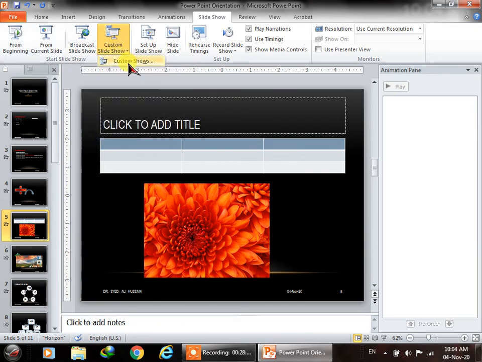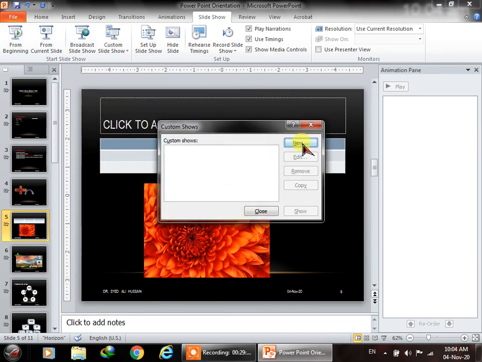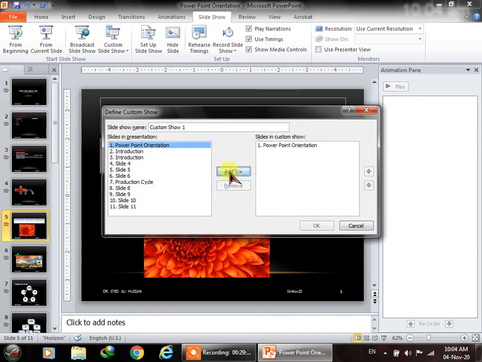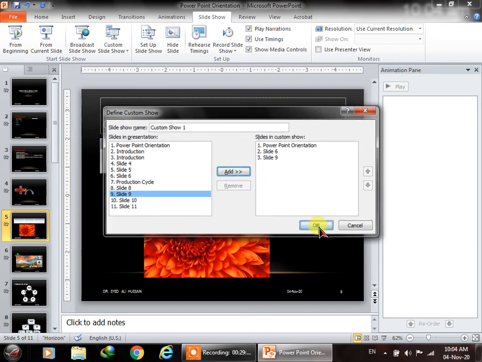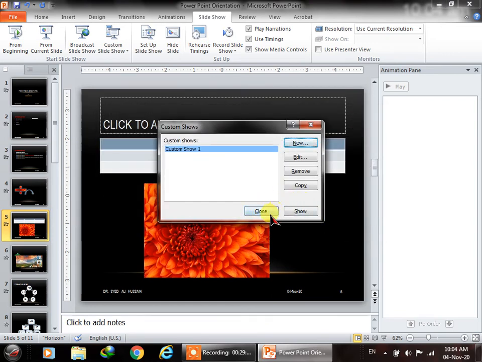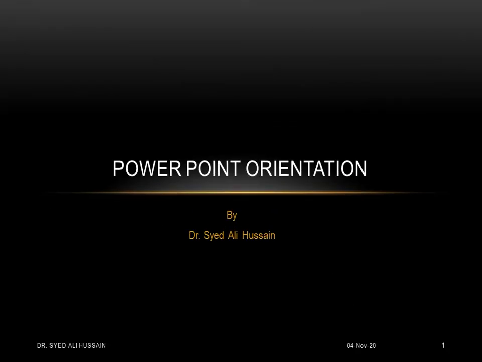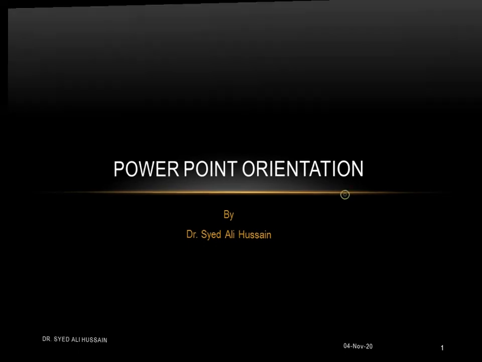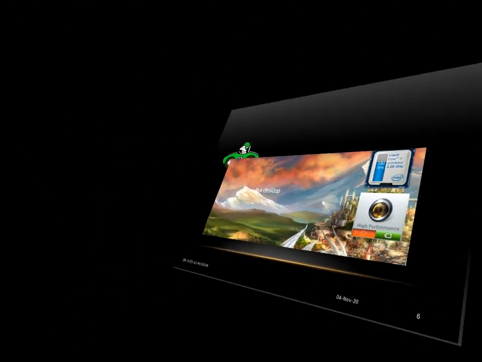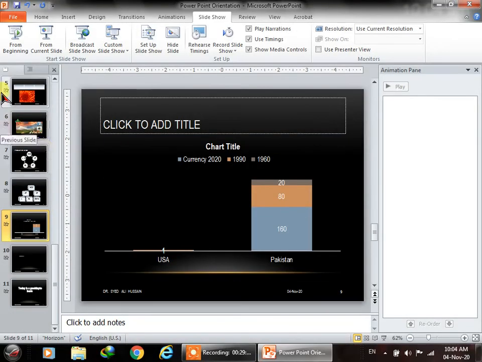For example, click on the custom shows. You can click new, add, and click OK. And now click show. Now I have selected only 3 slides from that presentation, and I want just those slides to be presented. 1, 2, 3, and that is the end of the slide show. Although I know that there were 11 slides in that presentation, I selected only 3 to be presented.